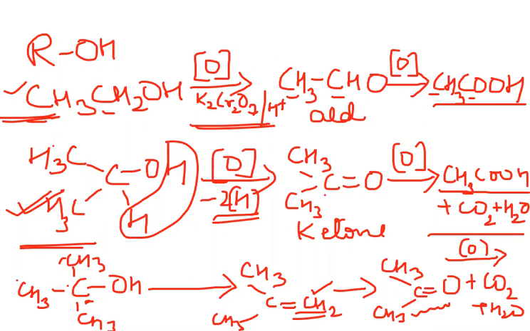Okay, so primary, secondary, tertiary, just remember primary alcohols form acids with the same number of carbon atoms. Secondary alcohols will form carboxylic acids, which will have a lesser number of carbon atoms than the parent alcohol. And of course, the tertiary alcohols also will have.